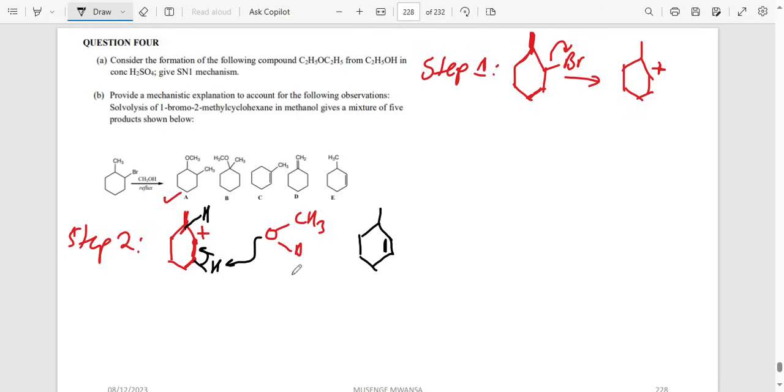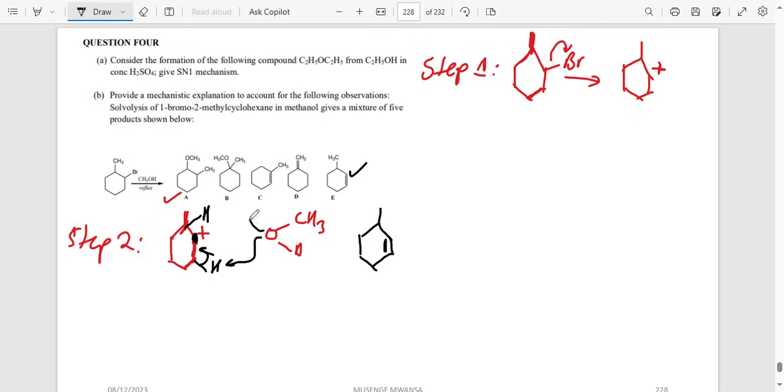Okay, elimination, we are forming an alkene. So look at the carbon with a positive charge, then look at the carbons just adjacent to it on both sides, and you will be grabbing a hydrogen from both of those carbons. That will be the elimination. Is that okay? Does that make sense? Okay, thank you. So this will be one product, which is E.